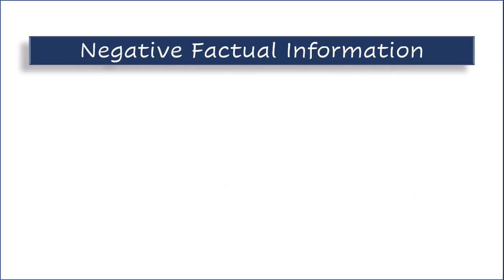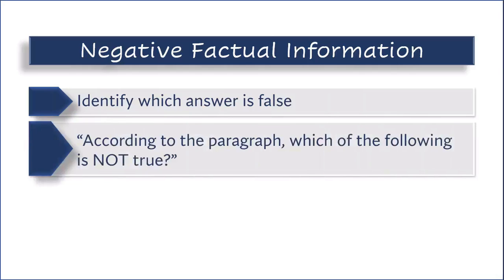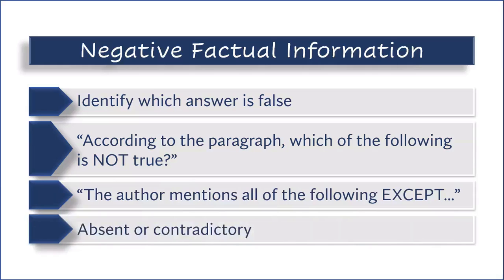Negative factual information questions will ask you to identify which answer is false. The questions will be structured as, according to the paragraph, which of the following is not true, or the author mentions all of the following except. The correct answer will either be absent from the passage or will contradict information that is directly stated.